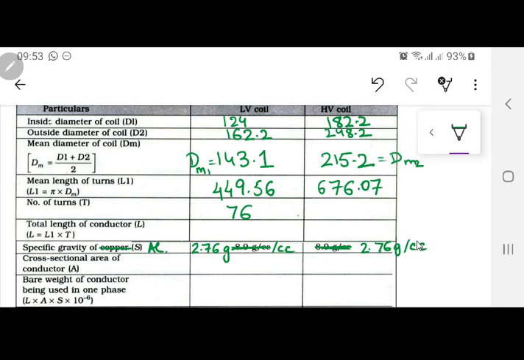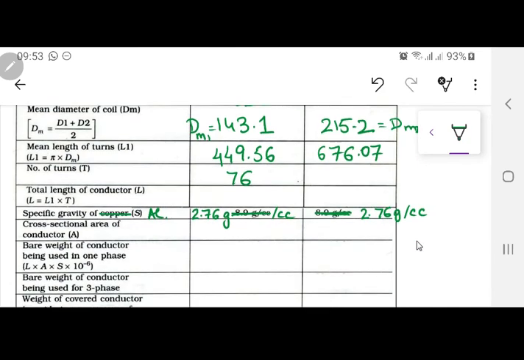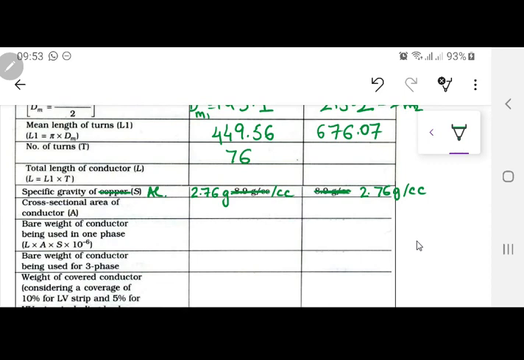So what we are trying to do over here, we will find out a total length of conductor. We know the specific gravity, we know the cross sectional area of the conductor. We will try to find out the weight of the conductor used for the three phase. Because we have found the weight of the transformer core, we also need to find the weight of the copper.